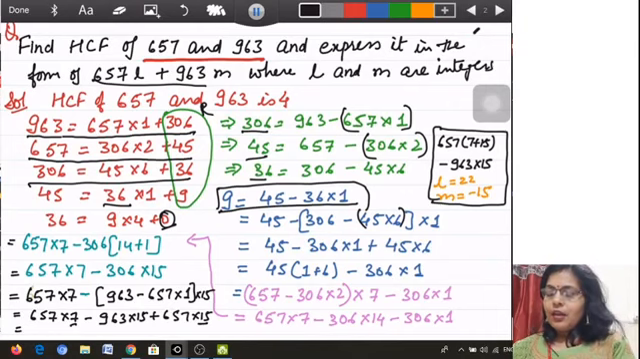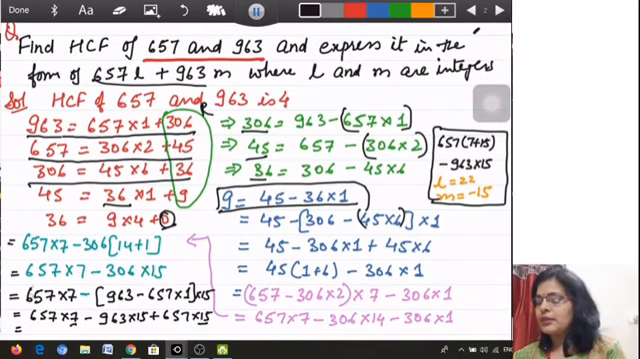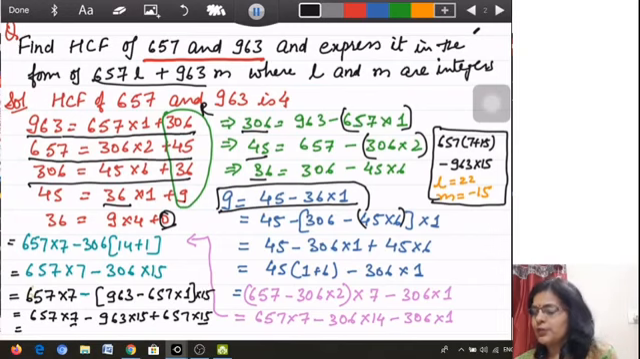This remainder is taken in this way. 306 is equal to 963 minus 657 into 1, and then 45 is equal to 657 minus 306 into 2, and 36 is equal to 306 minus 45 into 6. And then this 9 will come over here. 9 is equal to 45 minus 36 into 1.